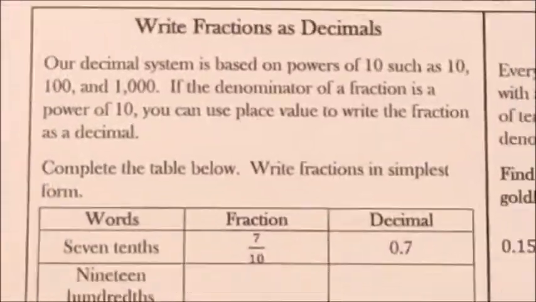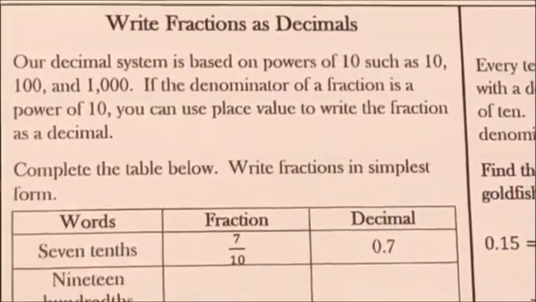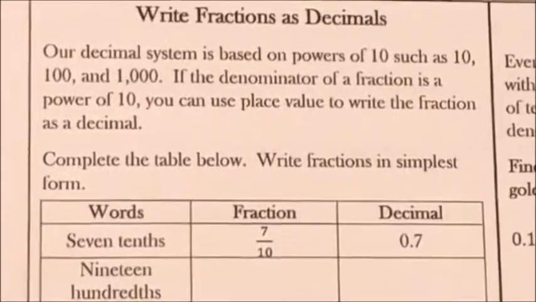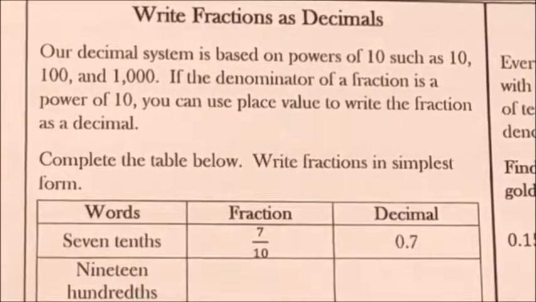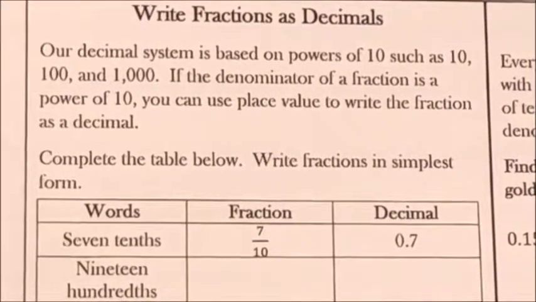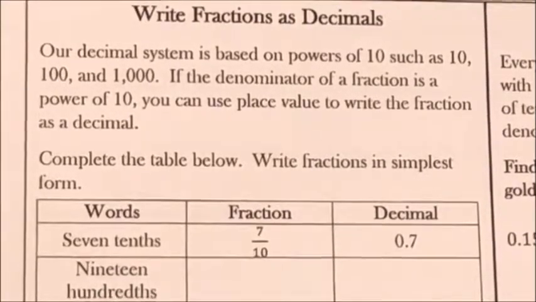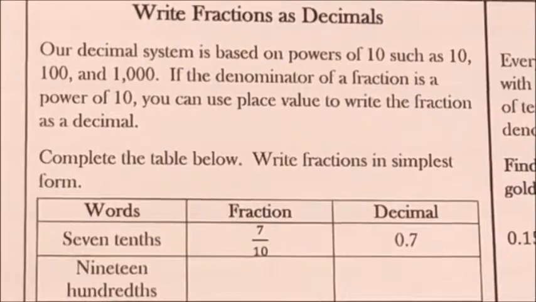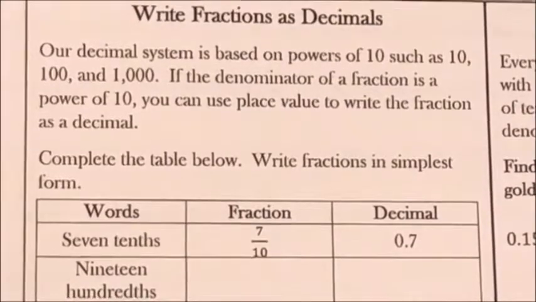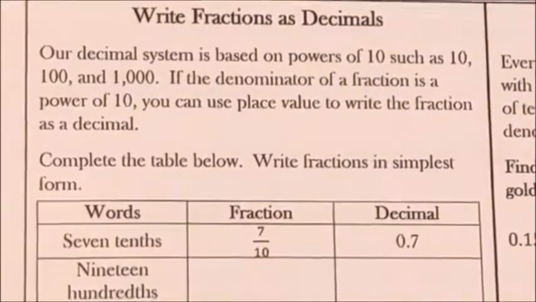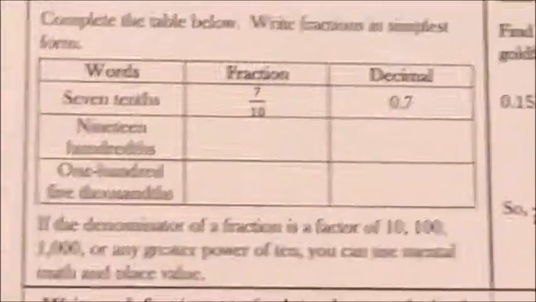So when I write fractions as decimals, our decimal system is based on powers of 10, such as 10, 100, and 1000. If the denominator of a fraction is a power of 10, you can use place value to write the fraction as a decimal. So complete the table below, write fractions in simplest form.